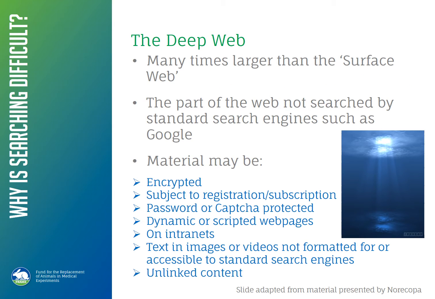So why is searching for information on non-animal alternatives so difficult? You might think searching is easy, we have the internet and Google, right? Unfortunately, the vast majority of the web is not searched by search engines, only the surface web. This leaves the deep or invisible web unsearched and undiscovered. The deep web is many times larger than the surface web, and it's the part of the web that is not searched by standard search engines such as Google.